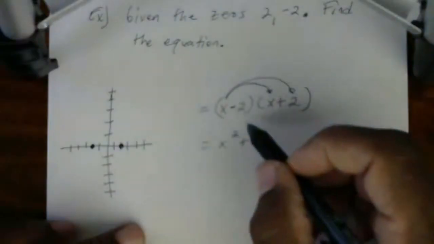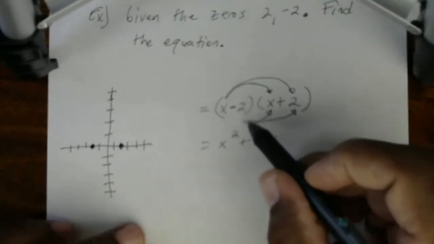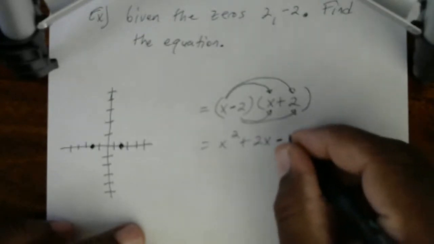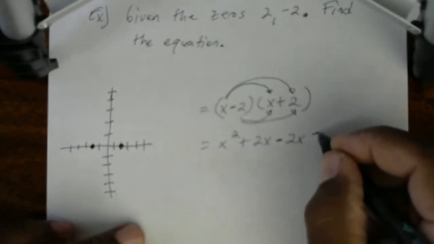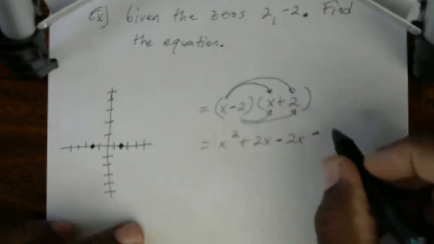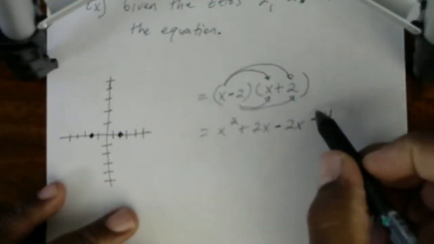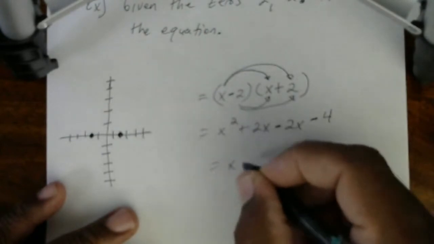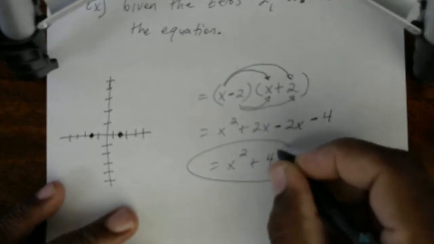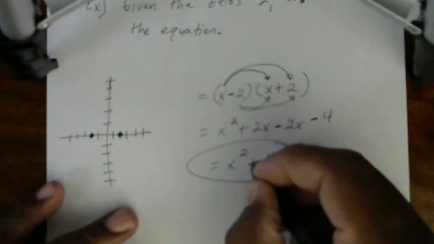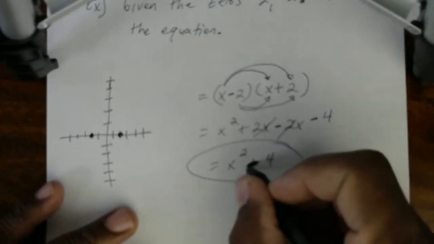I want to multiply everything by -2. So negative 2 times x is negative 2x. A negative times a positive is a negative. 2 times 2 is 4. Once I simplify, my two x terms cancel, so I have x squared plus 4. Excuse me, I have x squared minus 4. And that should be a minus.